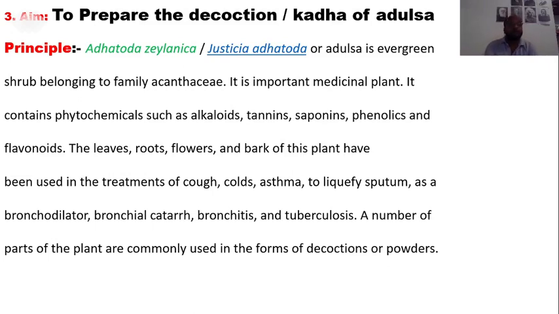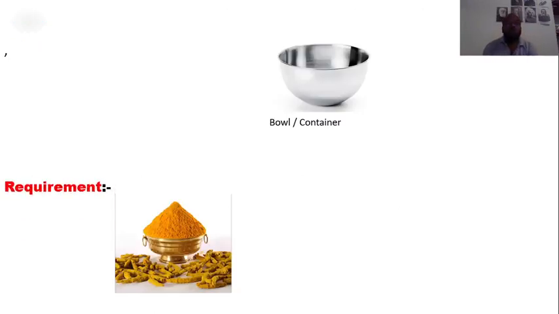It contains phytochemicals such as alkaloids, tannin, saponin, phenolics and flavonoid. The leaves, roots, flowers and bark of this plant have been used in the treatment of cough, cold, asthma. It is also used as a bronchodilator, and for bronchitis and tuberculosis. A number of parts of the plant are commonly used in the form of decoction or in the form of powder.